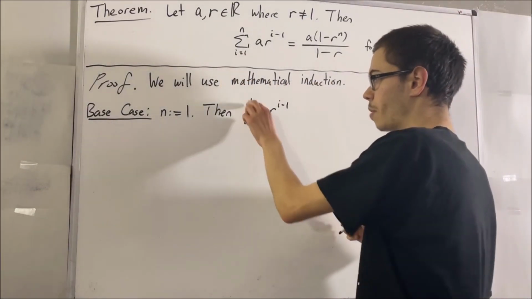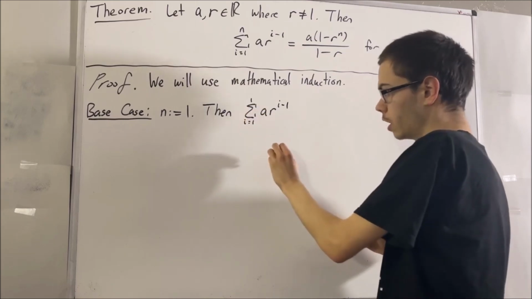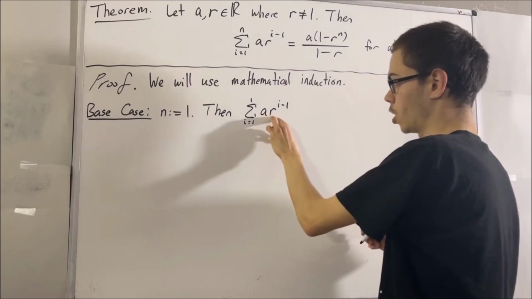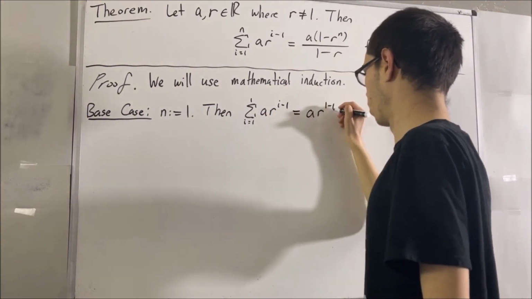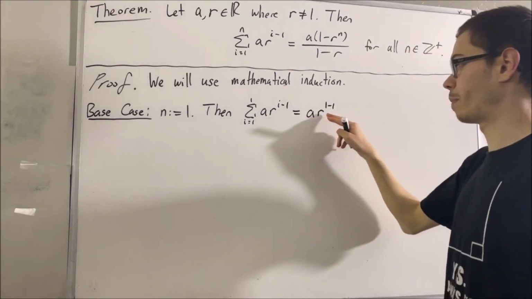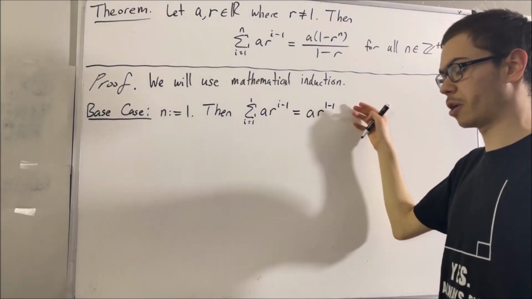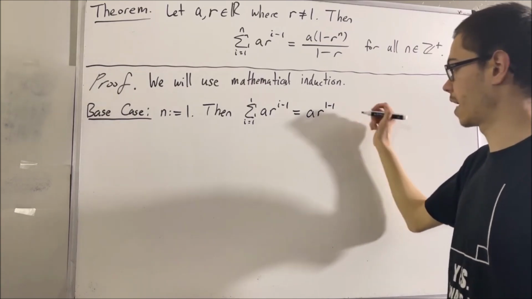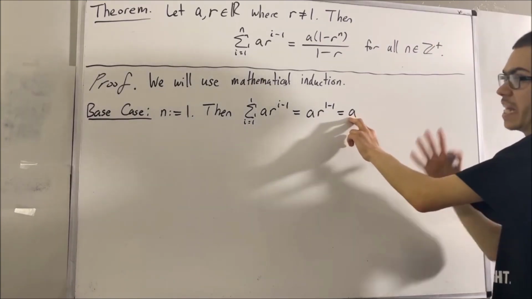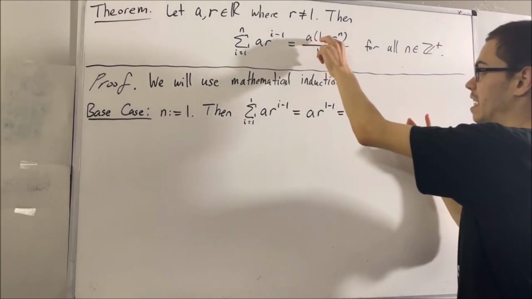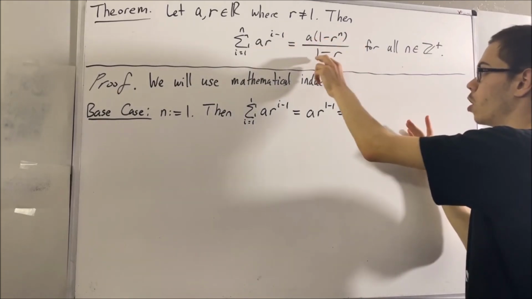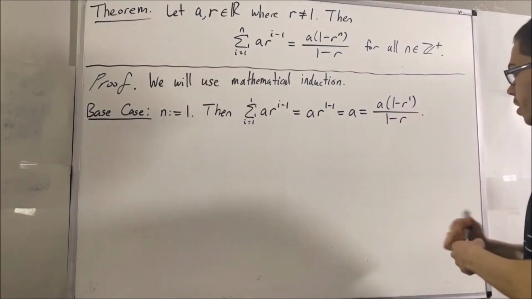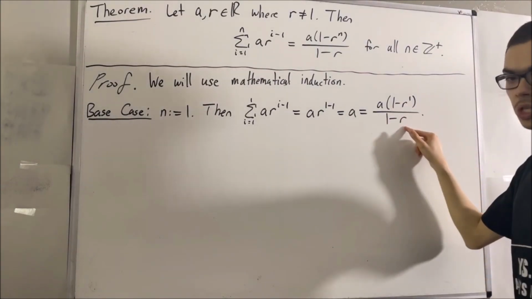Now, since the lower and upper bounds of our sum are equal, it follows that this entire sum is just equal to a r to the 1 minus 1. So really we have a r to the power of 0, and we know that anything to the power of 0 is 1, so really we have a times 1, which is just a. But then a is equal to a times 1 minus r to the 1 all over 1 minus r, right? Because the 1 minus r and the 1 minus r cancel out.